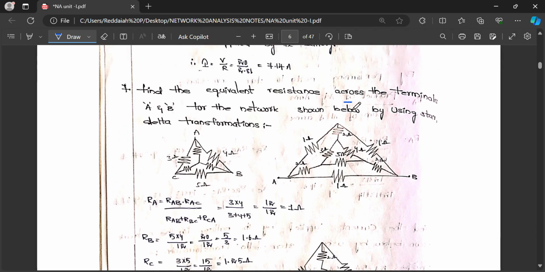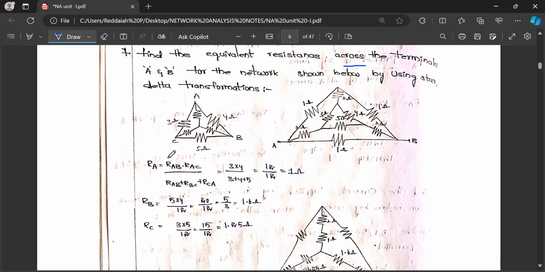Find the equivalent resistance across the terminals A and B. Between these terminals, what is the equivalent resistance? Inside, there is a star and a delta network. Two delta networks and one star network are there. You can find this.